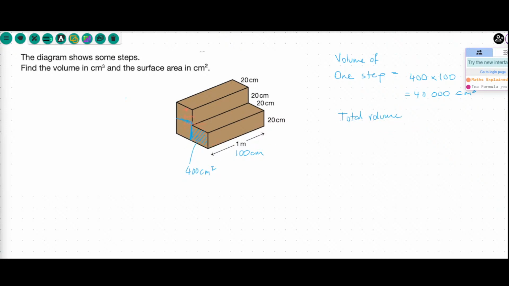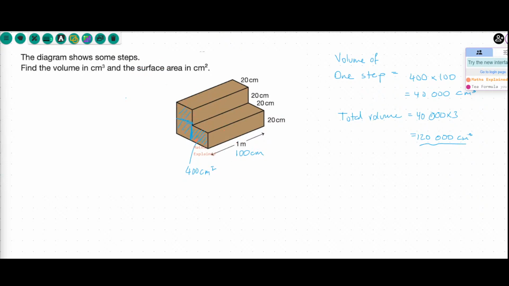And then the total volume, each of these rectangular prisms is the same. So I'm just going to multiply that by 3. That's going to be 40,000 times 3, which is 120,000 centimeters cubed. All right. So that's the volume. Then the surface area, I've got to work out all of the different surfaces.